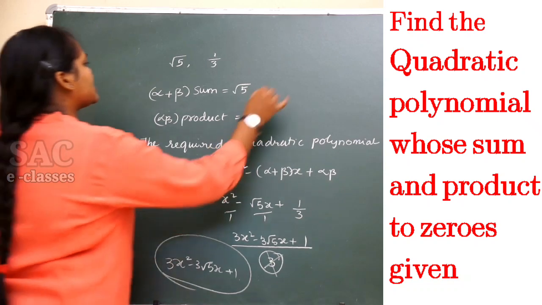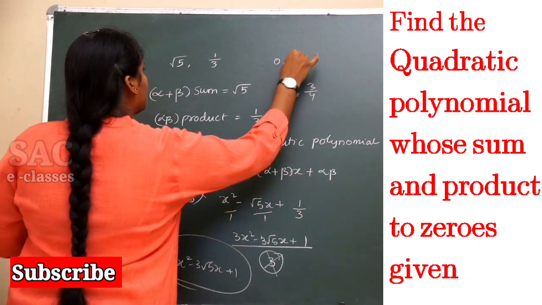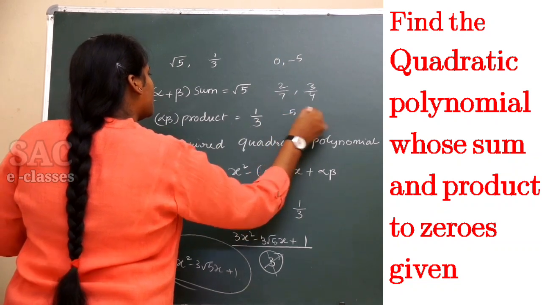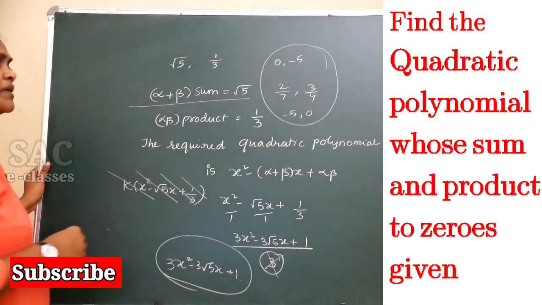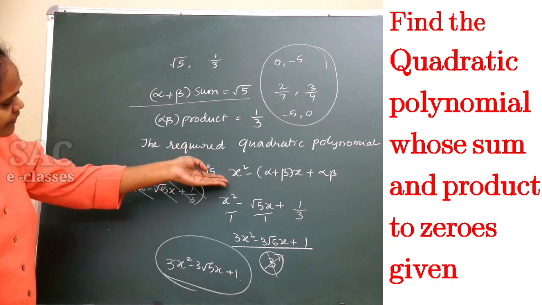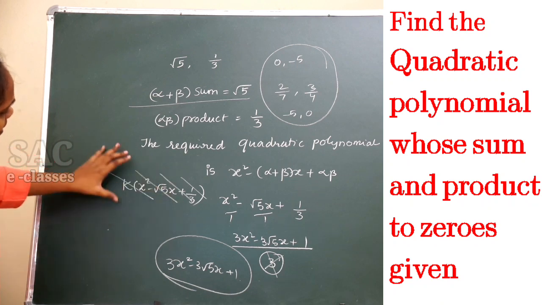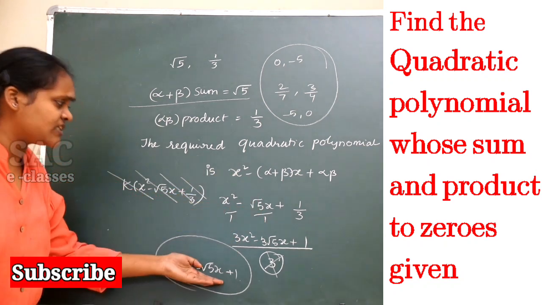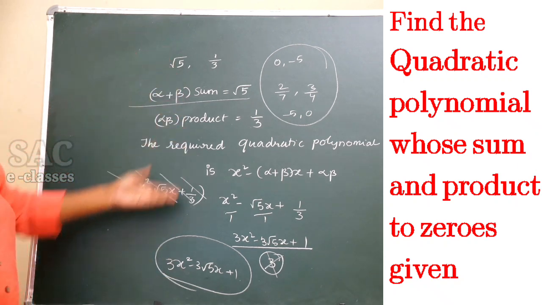In the same manner, sometimes they will give 2 by 7, 3 by 4 or some 0 and minus 5, or maybe they will give minus 5 comma 0. Whatever they have given, you will have to assume the first one is alpha plus beta, the second value as alpha into beta, substitute in the formula, and if you want to write it without ignoring the denominator, use the k. If you want to ignore the denominator, just find the LCM and ignore the denominator. In this way we can do it.